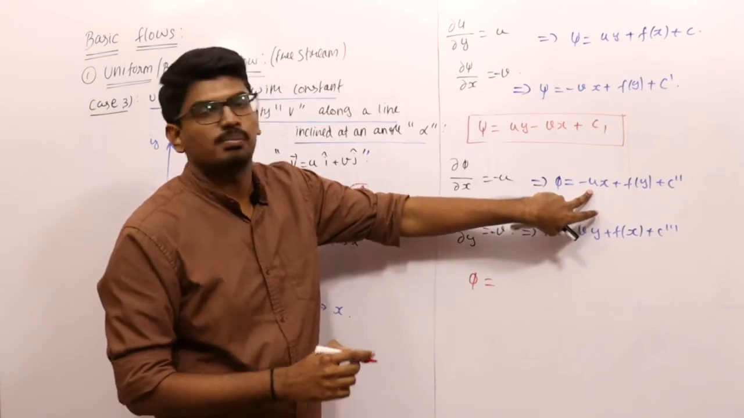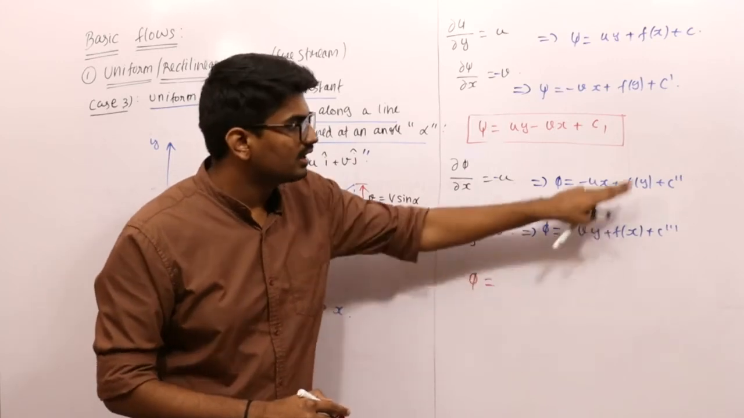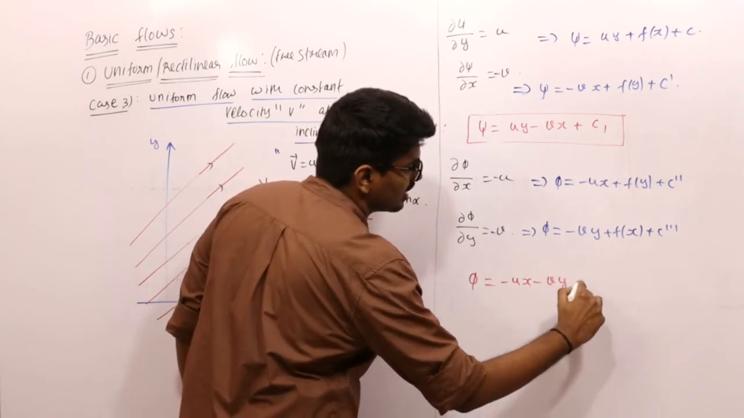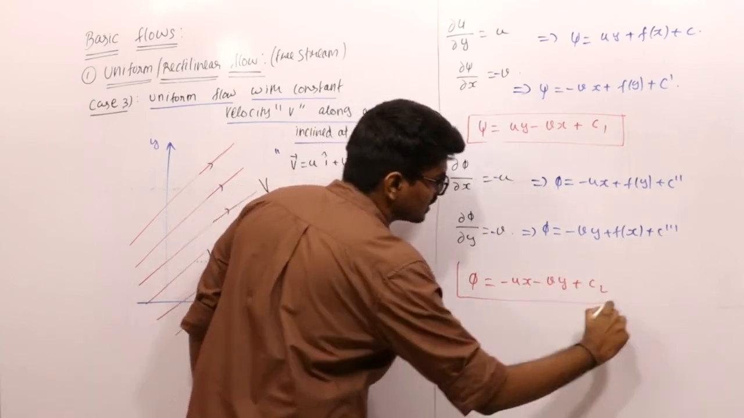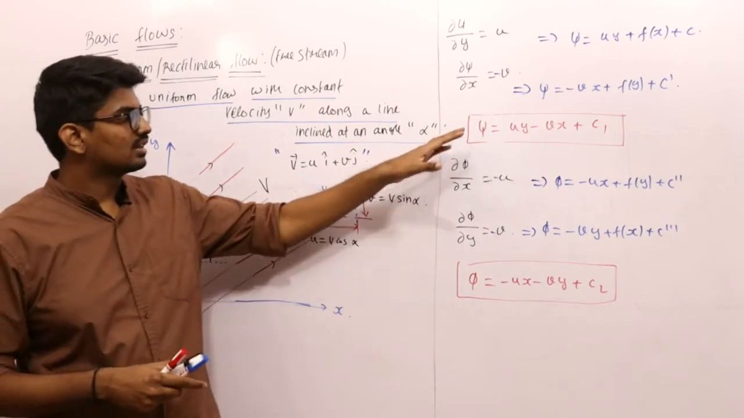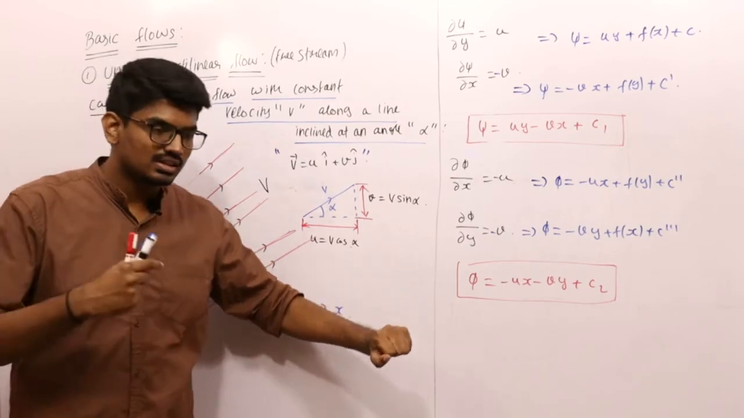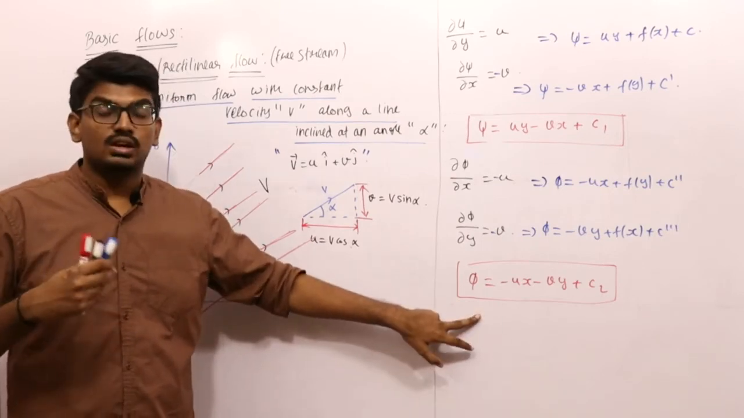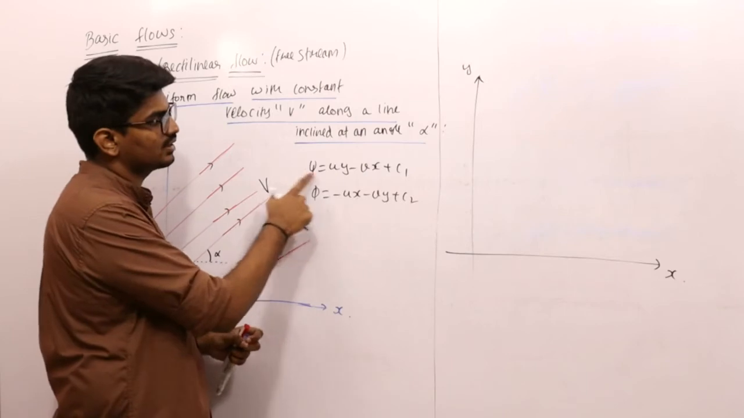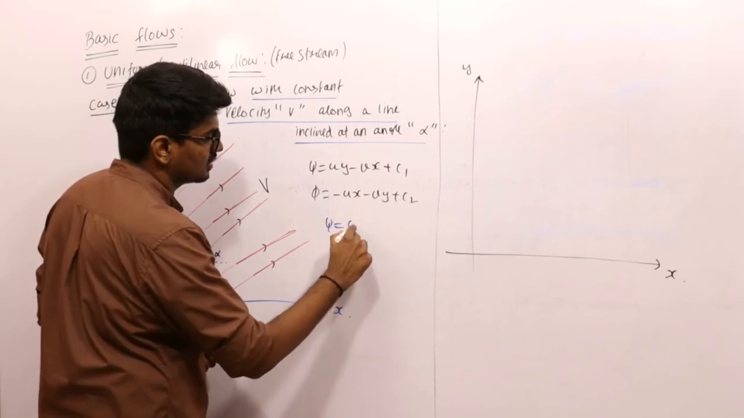Now finally, what will be my phi? f of x is minus ux, if I compare this equation. f of y is minus vy, and constants will get added. So we'll get minus ux minus vy plus some constant, we will keep that constant as c2. Okay, so this is my final equation of a stream function and a velocity potential function. Now how to plot constant stream function lines and velocity equipotential lines, we will see that. Listen carefully. If psi is constant, let me take psi equal to a constant.